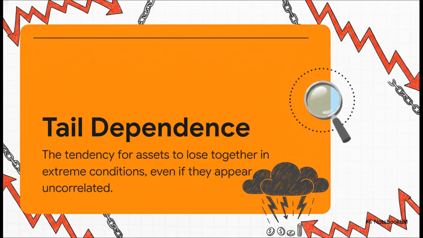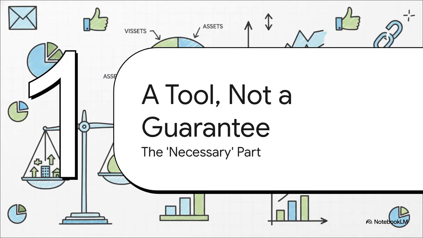This scary phenomenon actually has a name. It's called tail dependence. And it just means that during those really extreme market meltdowns, the tail events on the bell curve, all your carefully chosen investments can suddenly become joined at the hip. And just like that, the diversification you thought you had, it's gone. Poof.